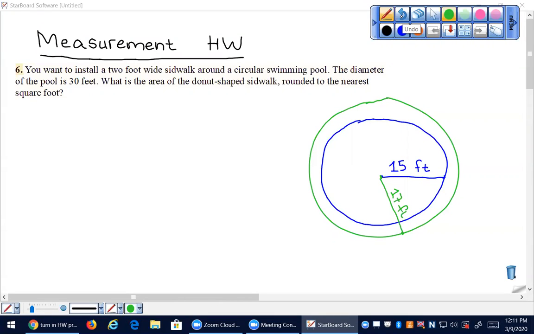And I want to find the area that's just the sidewalk. So I'm going to find the area of the whole green circle and then take my blue cookie cutter and stamp out, remove the middle section. Everyone with me? So the area just of my donut is going to be equal to the area of my green circle minus the area of my blue circle.